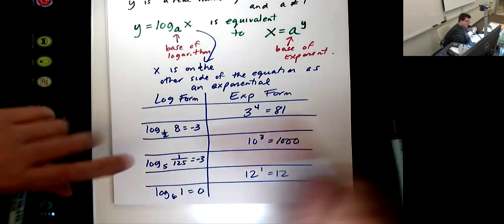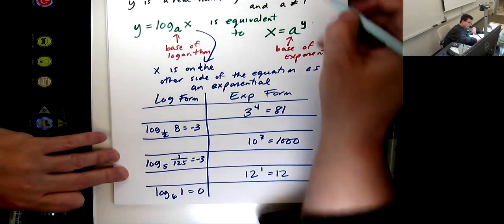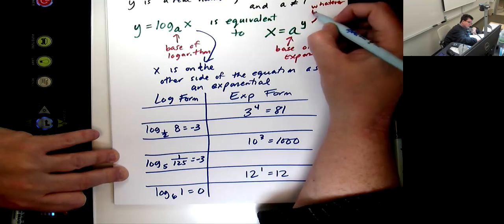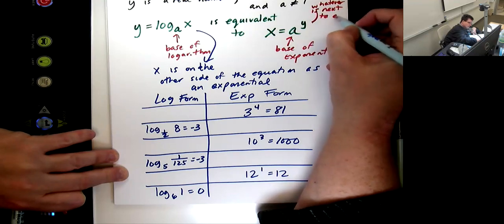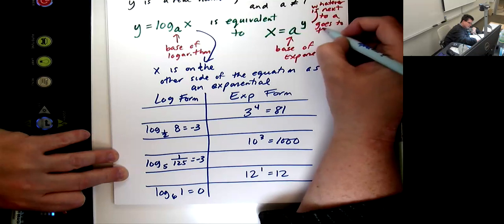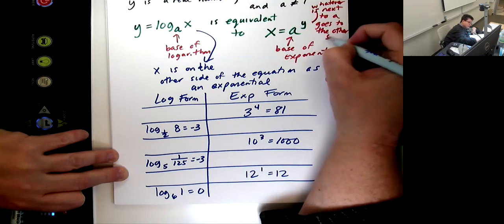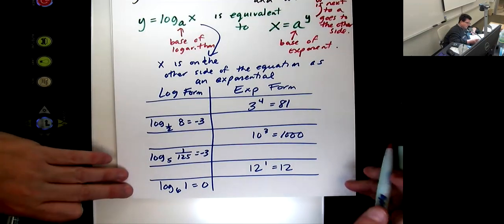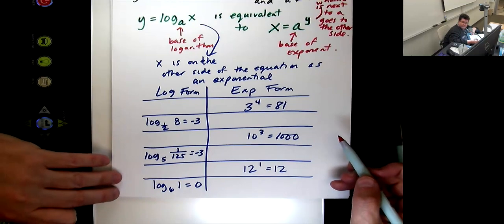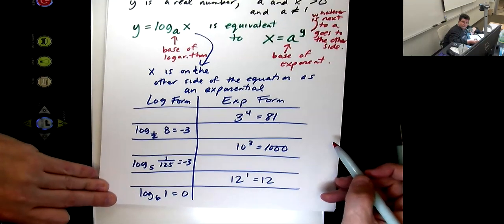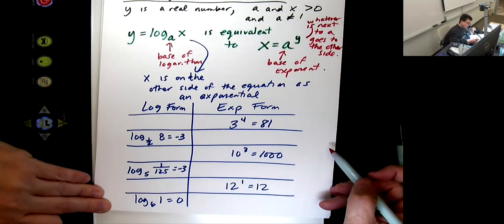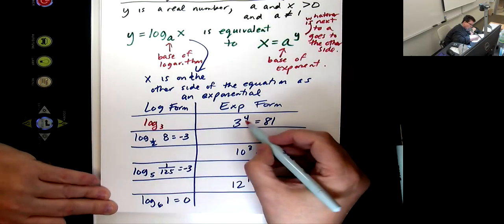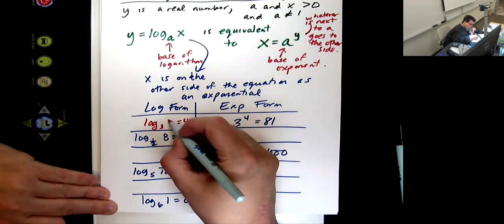In fact, you could even remember it as the y goes to the other side, if you're going from this form. Whatever's next to A goes to the other side. That's probably the easier way to remember it. So A is 3 here, so I'm going to have log base 3. My 4 goes to the other side of the equation and the 81 comes over.